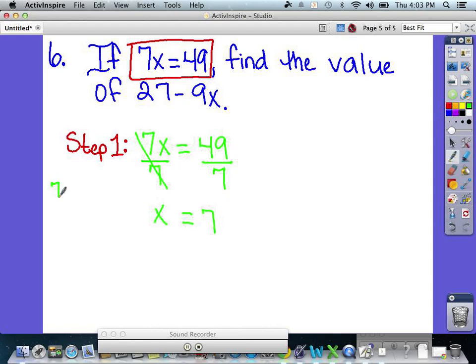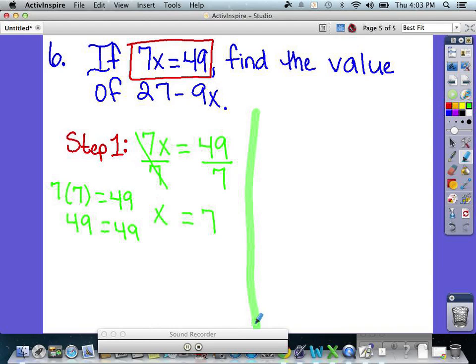7 times 7 will give you 49. This is what it's saying: 7 times the number will give you 49. 7 times 7 will give you 49. So the value of x is 7. Now, I need to come on this side of my paper. Now that I know what x is, I need to plug it into my other equation, or my other term. So we have 27 minus 9x. Well, now we know what x is, so we can rewrite it. 27 minus 9 times x.